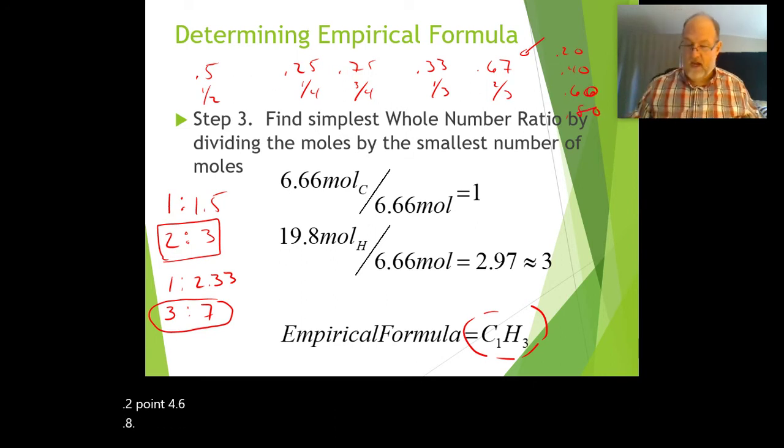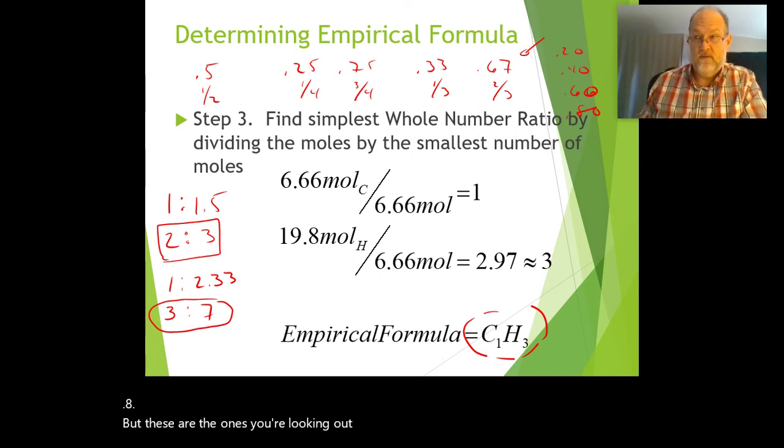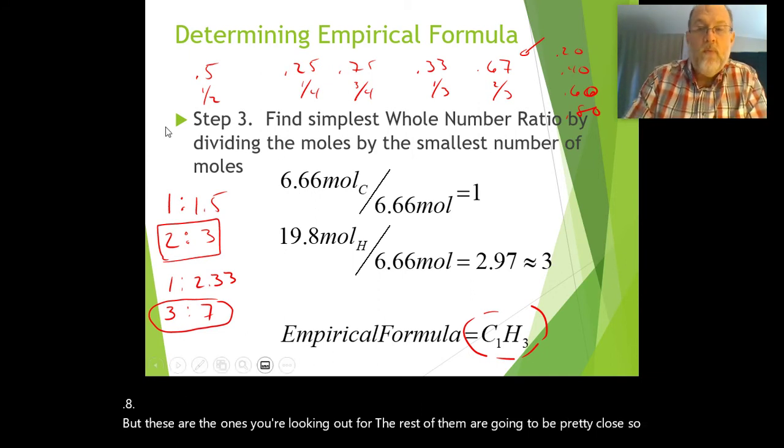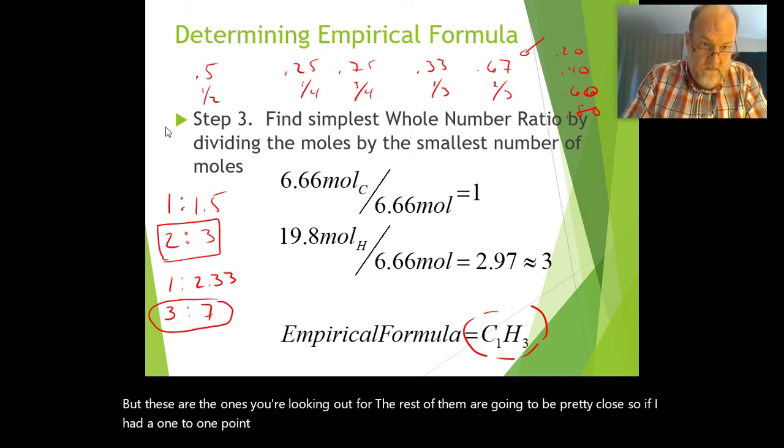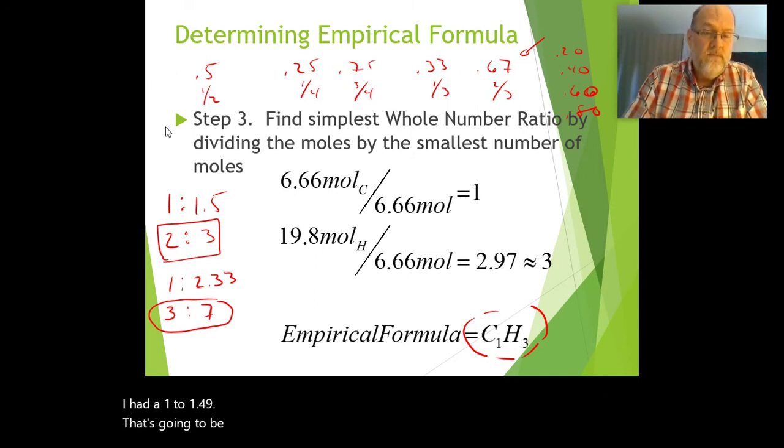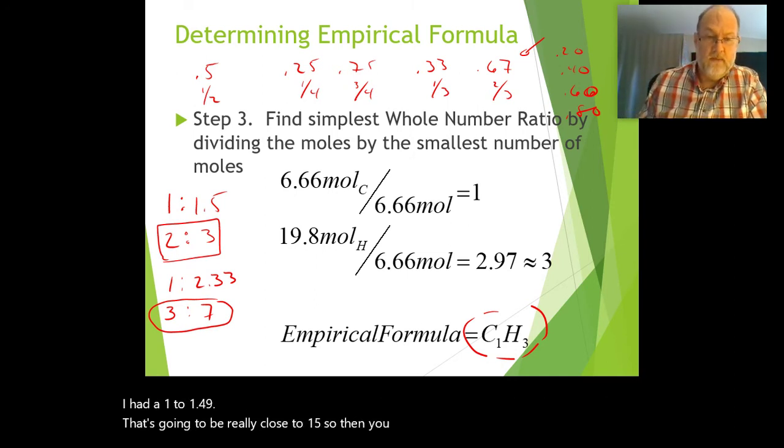But these are the ones you're looking out for. The rest of them are going to be pretty close. So if I had a 1.49, that's going to be really close to 1.5. So then you multiply everything times 2.